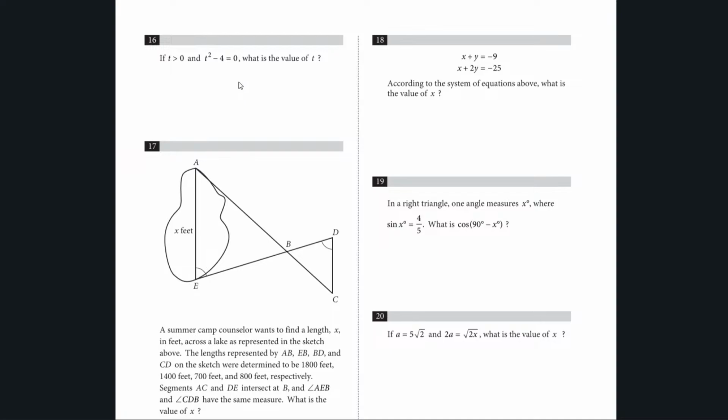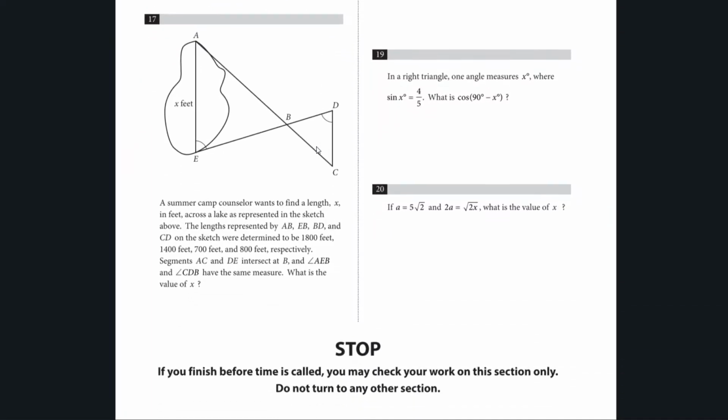Okay, question 16. If t is greater than 0 and t squared minus 4 is equal to 0, what is the value of t? So we see the t squared minus 4 here. That's the same thing as saying t plus 2 and t minus 2. So t is equal to positive 2, negative 2. But t has to be greater than 0, so negative 2 cannot be an answer. Our answer is only positive 2.